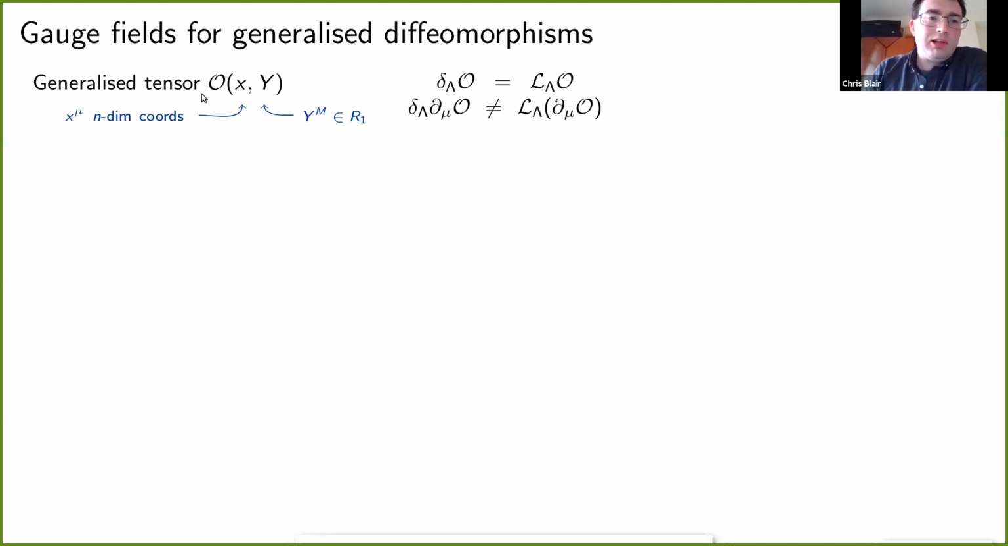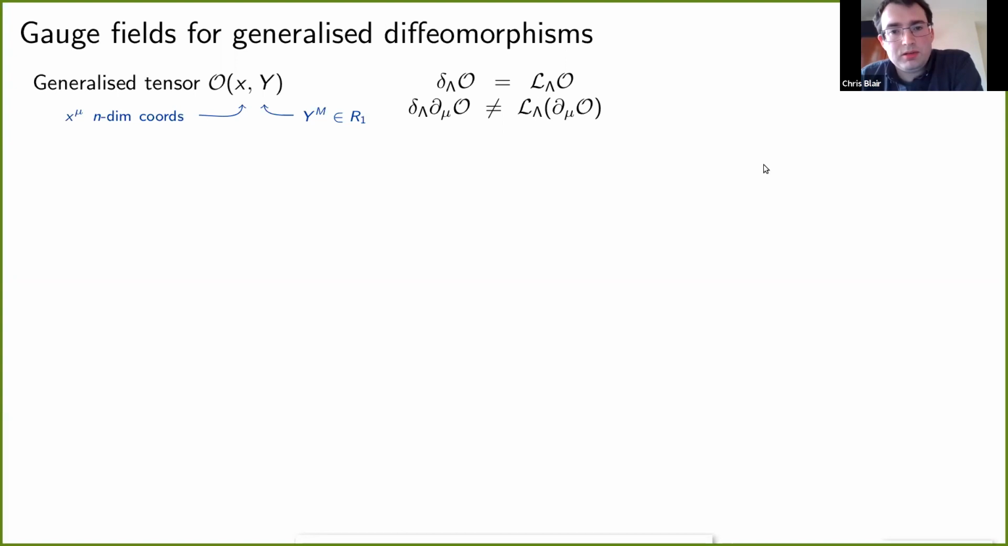So suppose I have a generalized tensor which depends on all these coordinates. That's to say, I define its transformation under generalized diffeomorphisms to be via the generalized Lie derivative. However, partial derivatives don't commute with the generalized Lie derivative. So if I take one of these n-dimensional partial derivatives of my tensor, it's no longer going to give me a generalized vector or a generalized tensor.